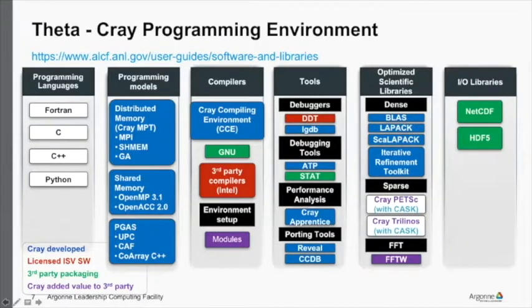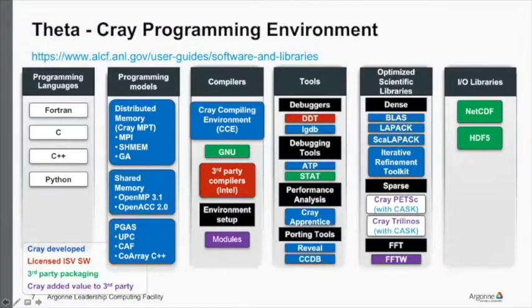Theta is a typical Cray programming environment. Much of the same software that you may be familiar with if you've already run on a Cray system. There's Fortran, C, C++, Python compilers. There's a handful of programming models: distributed memory, shared memory, global arrays. OpenMP is available in the system, PGAS. A number of tools for debugging and for performance, and a couple of porting tools.